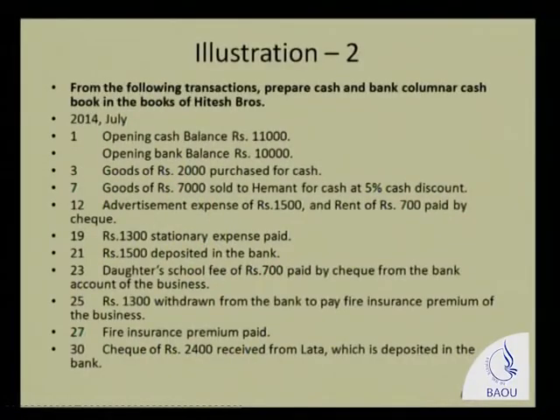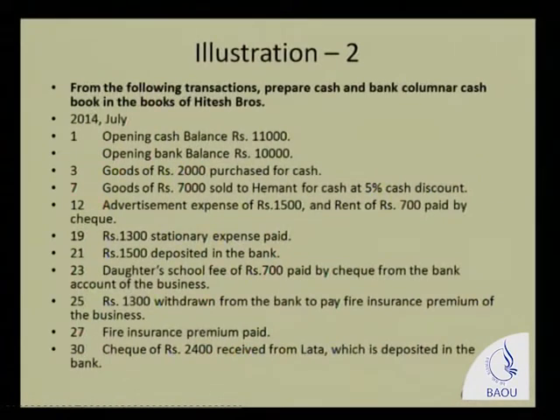So this is called a contra transaction. When a transaction is recorded in the cash book on both sides, in the cash column as well as the bank column, it is called a contra transaction, and this type of transaction is recorded in the cash book. Now moving to the next part, illustration number 2.